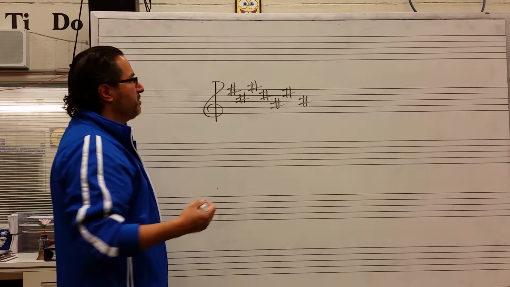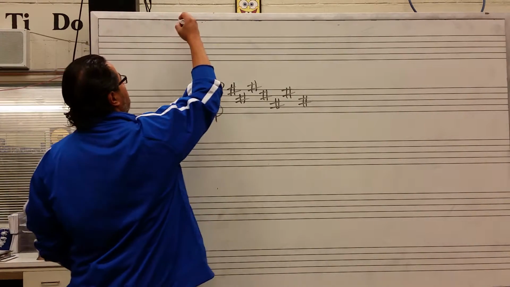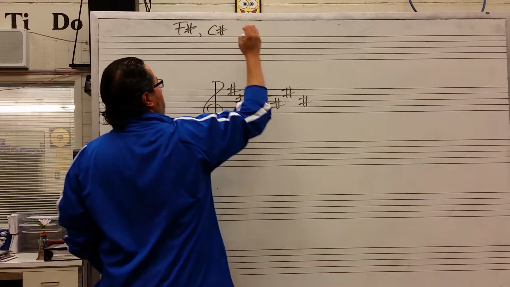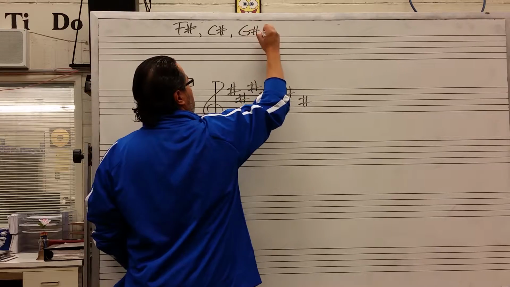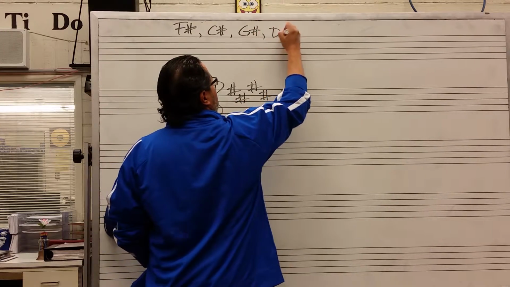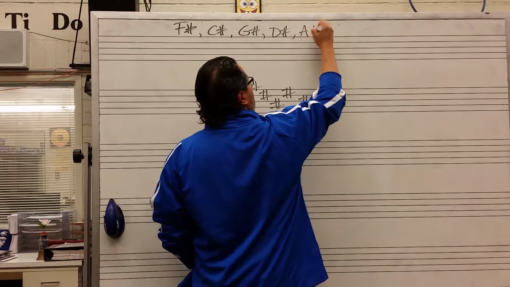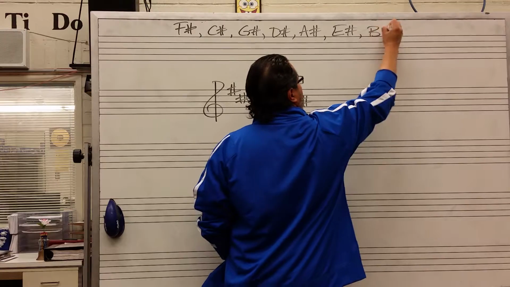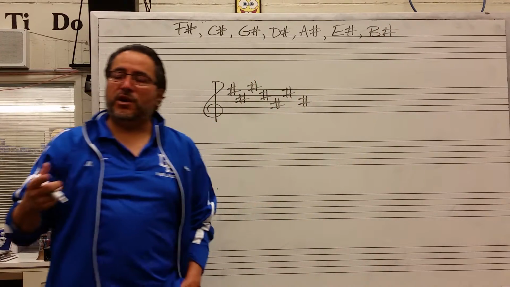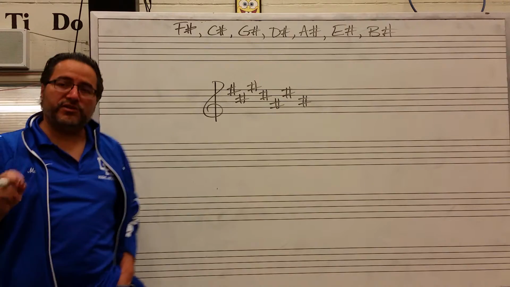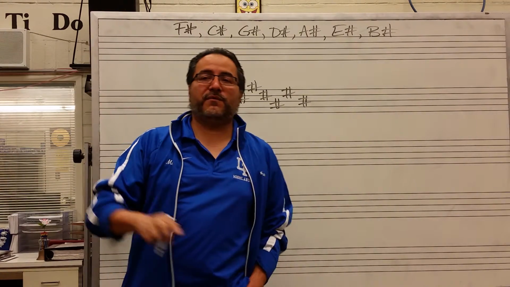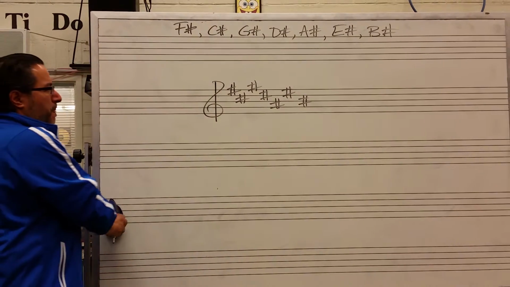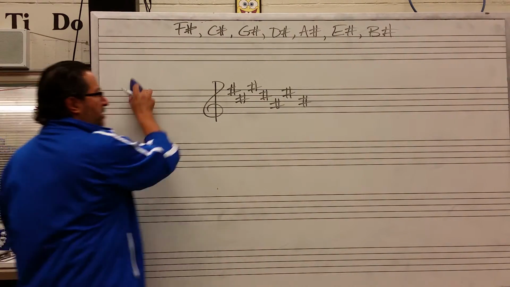So the order of the sharps and flats, which you can now write in your worksheet, is F sharp, C sharp, G sharp, D sharp, A sharp, E sharp, and B sharp. Those are the 7 notes and they always come in this order. If there is only 1 sharp on the music, it's going to be F sharp. If there are only 2 sharps on the music, it's going to be F sharp and C sharp, etc. Don't draw this picture yet.